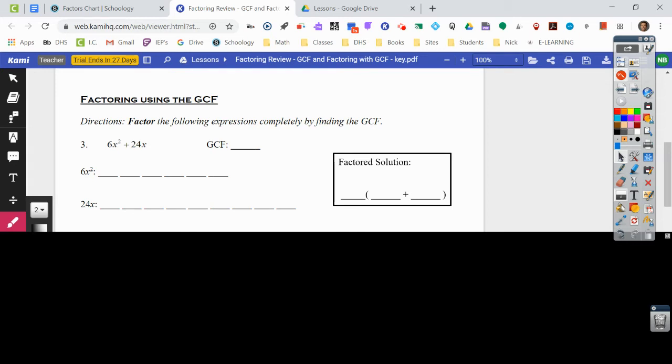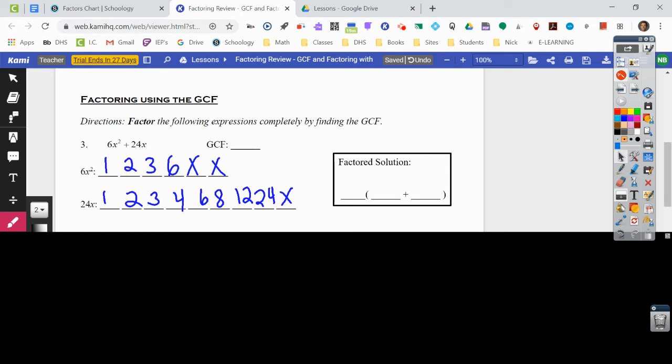All right, so our directions say factor the following expressions completely by finding the GCF. So we have 6x squared, which means I have 2 x's. It means I have 1 times 6 and 2 times 3. And for 24x, I have 1x, and then I have 1 times 24, 2 times 12, 3 times 8, and 4 times 6. As you can see, 24x has lots of factors. Sometimes there are not as many.